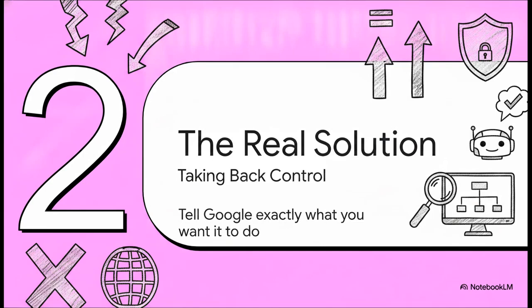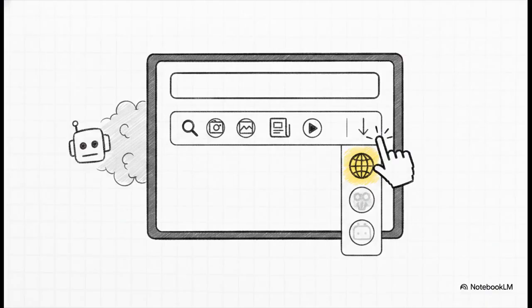Section 2, the real solution, taking back control. We are officially done with gimmicks. We are moving away from trying to blindly trick the algorithm. Instead, we're going to look at the methods that reliably and consistently tell Google Search exactly what you want it to do. The first simple fix is the web filter.